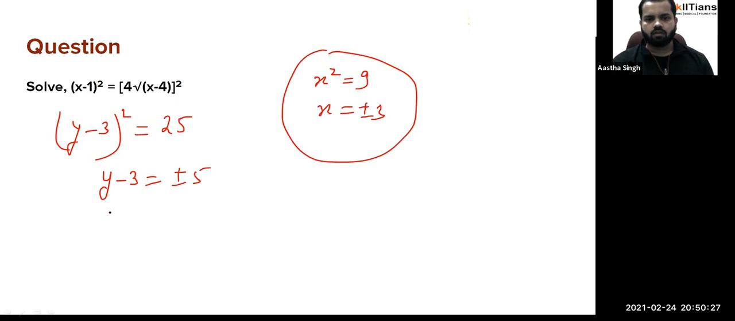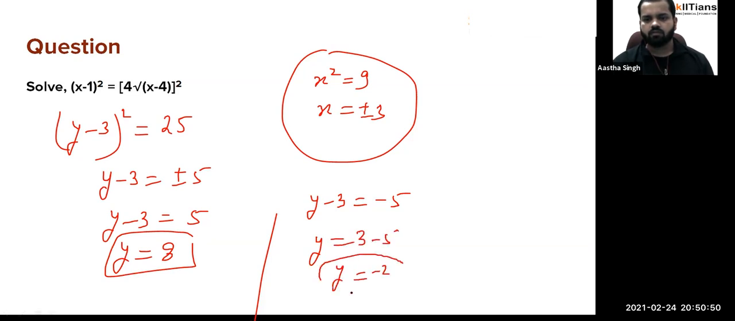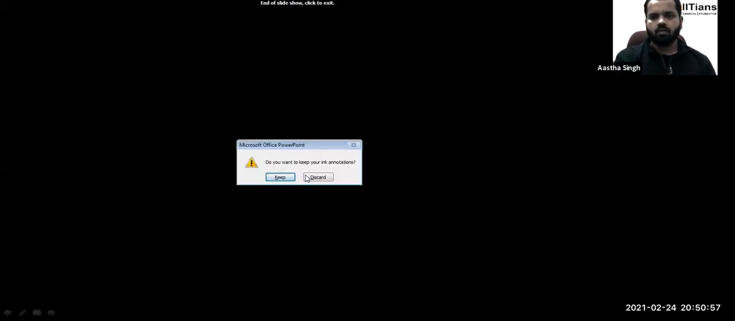So your y minus 3 will be equal to 5 at one point, and y minus 3 is equal to minus 5 at second point. So in the first case y will be equal to 3 plus 5, it is 8, and in this case y is equal to 3 minus 5, that is y is equal to minus 2. I think you all have got the point, right?